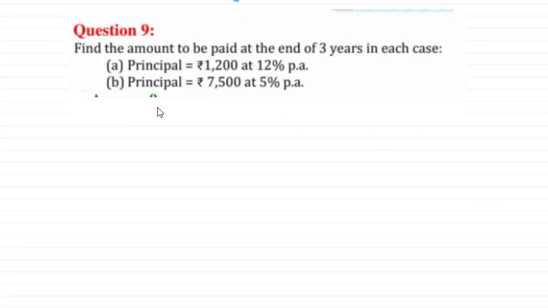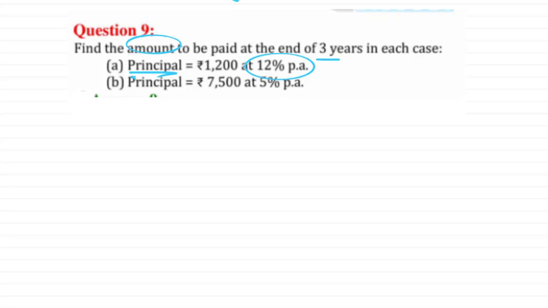Here's question number 9. Find the amount to be paid at the end of 3 years in each case. The principal in the first part is given as 1200 at 12% per annum, and the principal in the second part is given as 7500 at the rate of 5% per annum. Now let me explain what these things are, like what is principal, what is amount, and what is the rate and all.